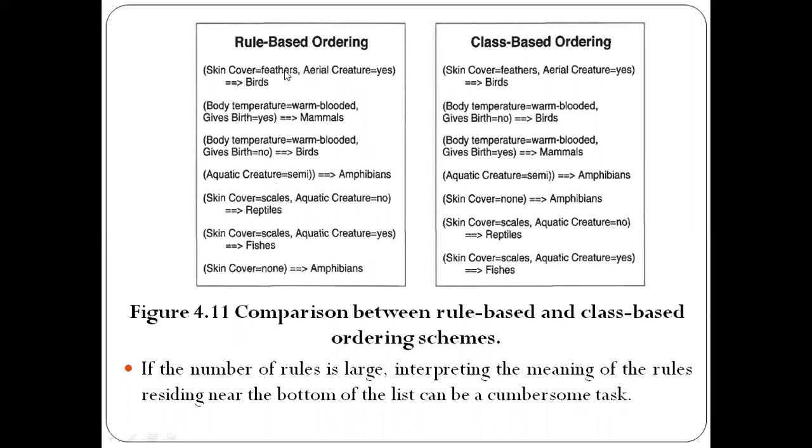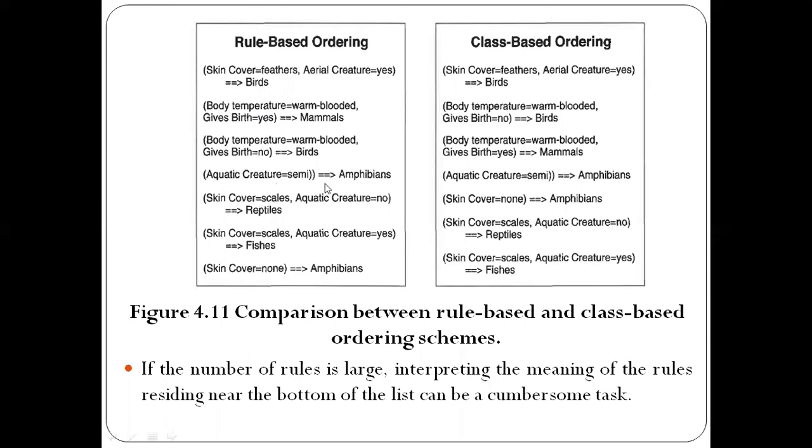So since we are ordering the rules here according to the rank or the quality measure, higher ranked rules will be appearing at the top, and lower ranked rules will be appearing at the bottom. Lower ranked rules are going to be very difficult to interpret, or very hard to understand, because they are going to consider the negation of the preconditions of the previous rules.